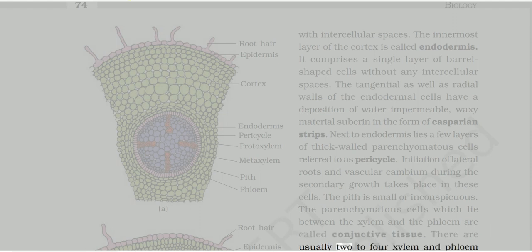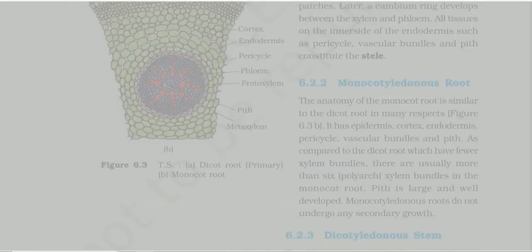There are usually 2 to 4 xylem and phloem patches. Later, a cambium ring develops between the xylem and phloem. All tissues on the inner side of the endodermis such as pericycle, vascular bundles and pith constitute the stele.